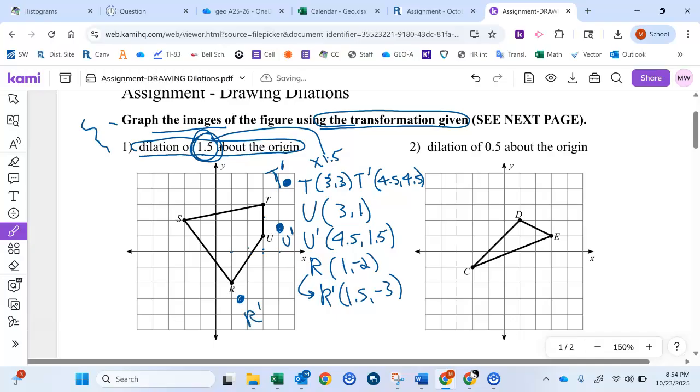And then let's see, what is that? So it's going to be 1, 2. So S is -2, +2 for the Y. So times 1.5 is going to be -3, 3. 1, 2, 3, 3. So that's going to be S prime. Okay, good. And then you're going to connect the dots.